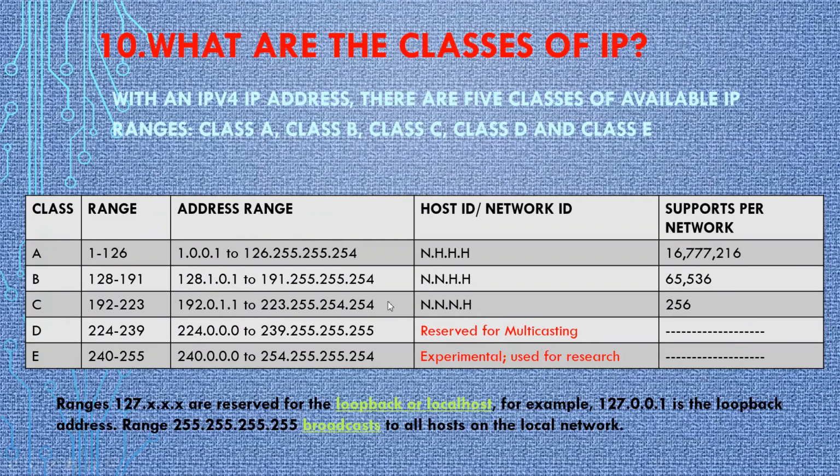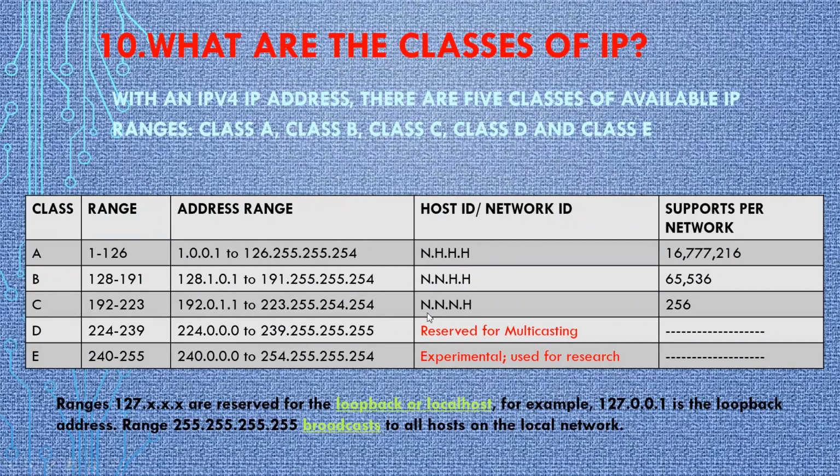This is the range of IP addresses. The first 2 groups represent the network ID, and the second portion represents the host ID, and it can provide about 65,000 IP addresses per network. The third class is C. It ranges from 192 to 223. This is the address range.